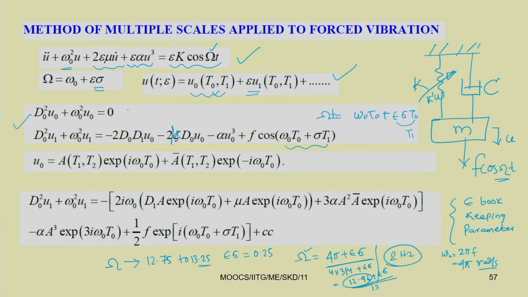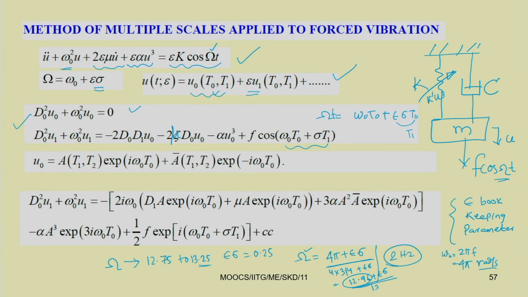The solution of d0 square u0 plus omega 0 square u0 equal to 0 we can write as a e to the power i omega 0 t0 plus a bar e to the power minus i omega 0 t0, and here a is a constant with respect to t0. So it can be a function of t1, t2. Later we can see whether it is a function of t1, t2 or not. In the previous case we saw that a becomes a constant finally, but in this case let us see what will happen to a.